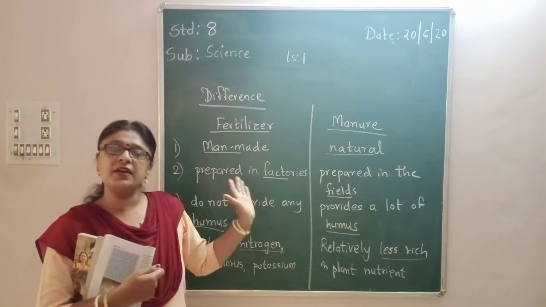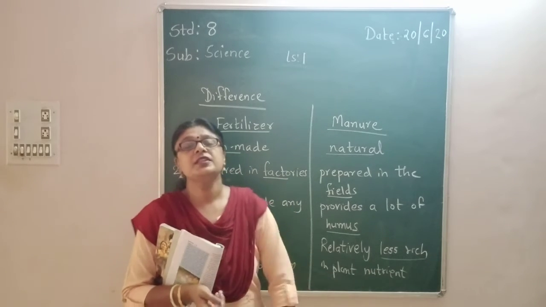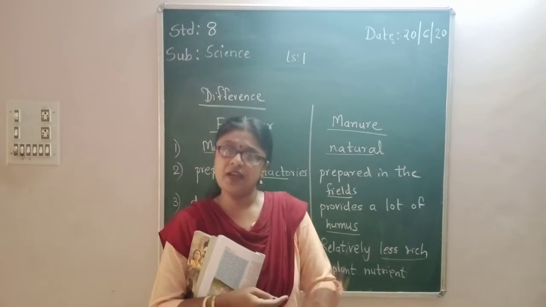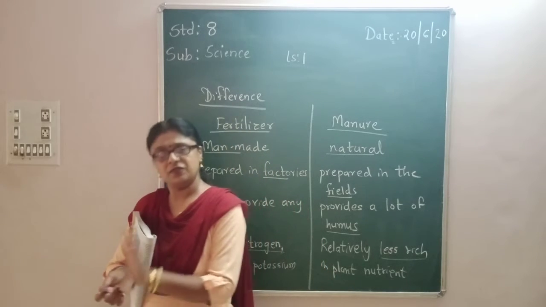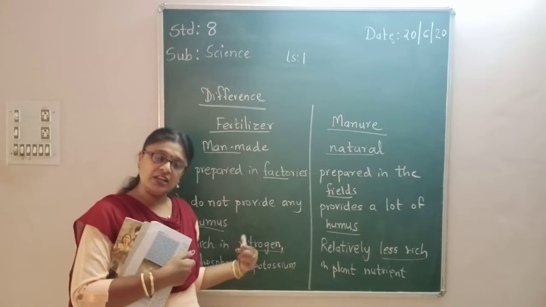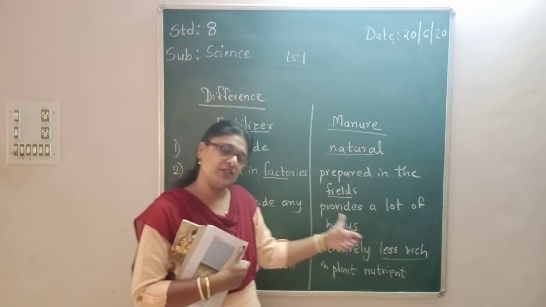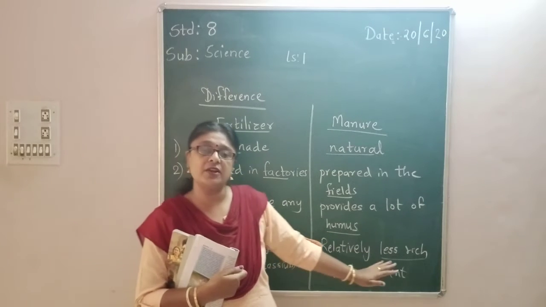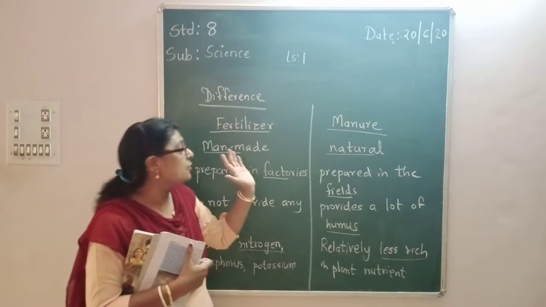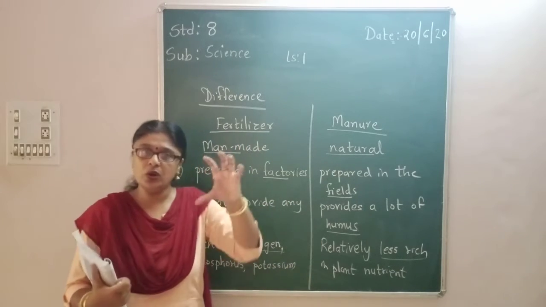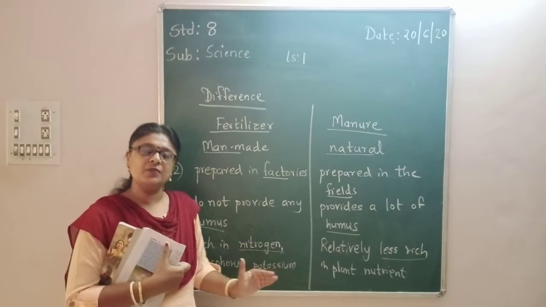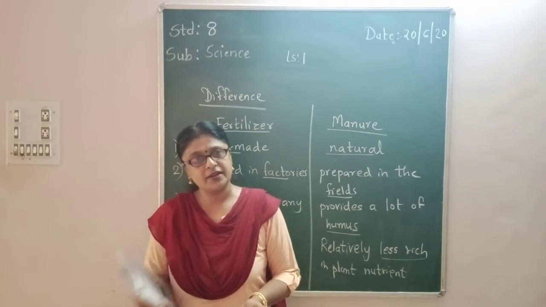Then second, suppose I remember factories and fields, then I can prepare the sentence by myself that fertilizers are prepared in factories and manure is prepared in fields. Then third is humus. So we have to remember that fertilizer is not rich in humus. Manure is very rich in humus. Like that way. So instead of remembering the whole point and whole differences, just remember the key points. Then from the key points, you will be able to write the differences.